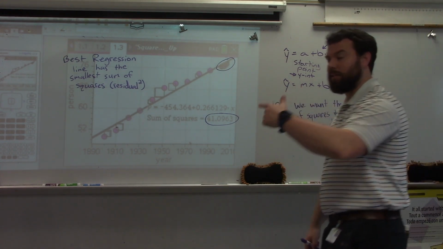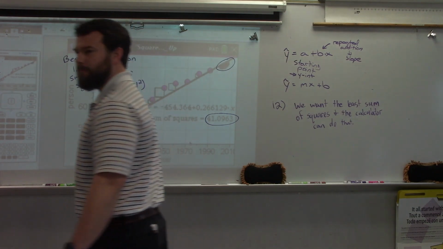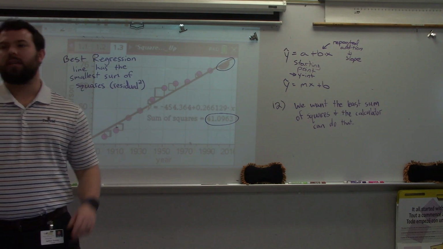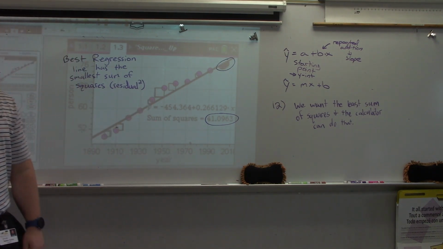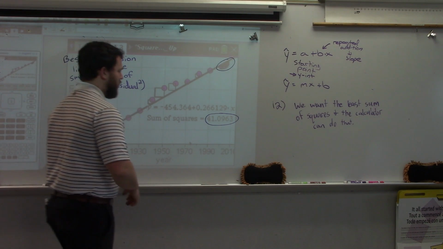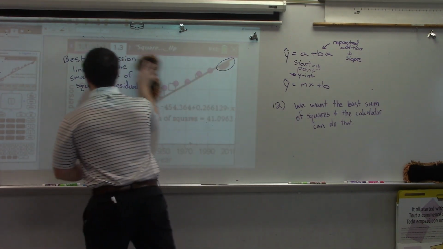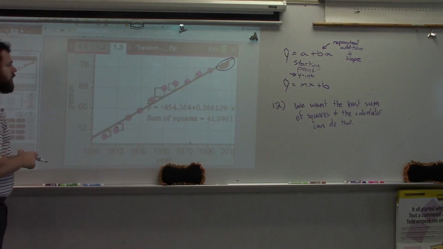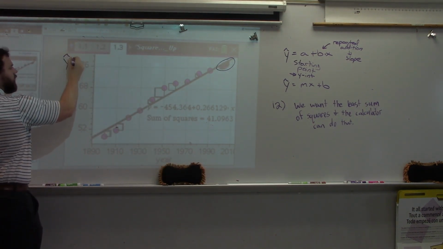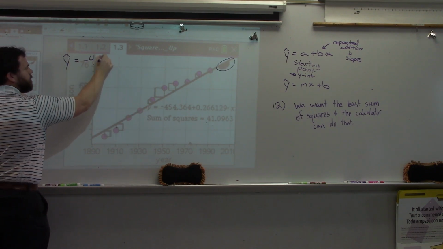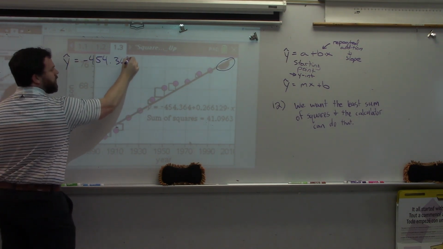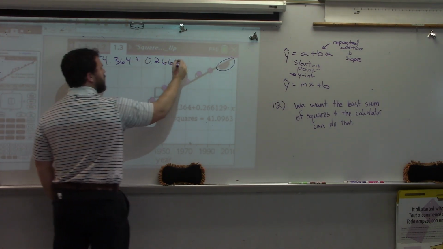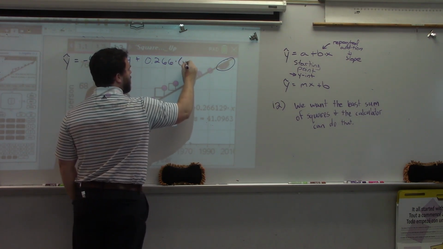Now, we have got to talk about number 13. 13 is something that shows up on every AP exam, whether it be multiple choice or free response. It will show up on the AP exam. I'm going to show you something that I wish I had been shown, because once I realized this, it made things so much easier. So what does it ask us to do in number 13? Interpret the slope and y-intercept.